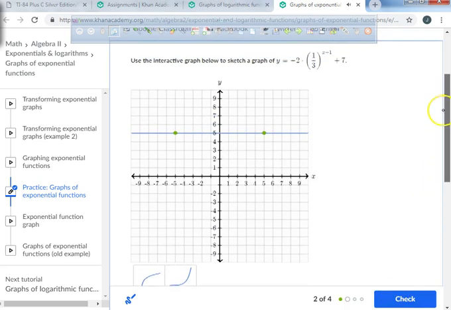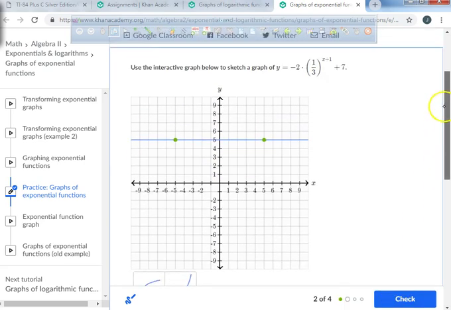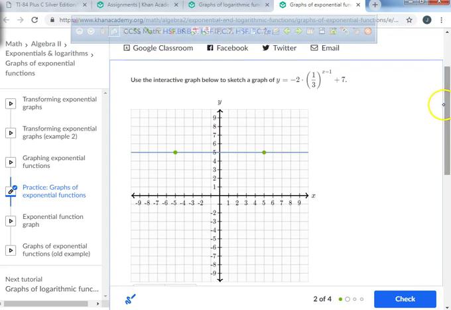Ooh, we got another graph. How in the world am I going to graph this? Now, what we're going to do right here, see that +7? That's going to give us our asymptote. Our asymptote is going to be all the way up at 7.